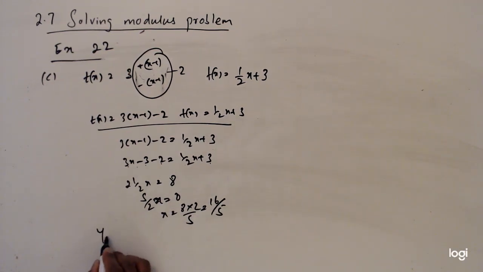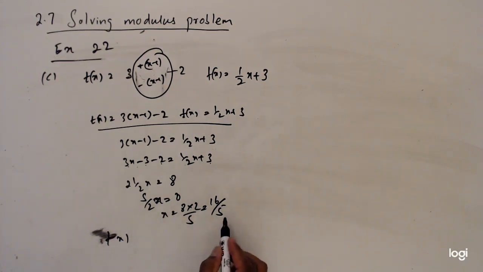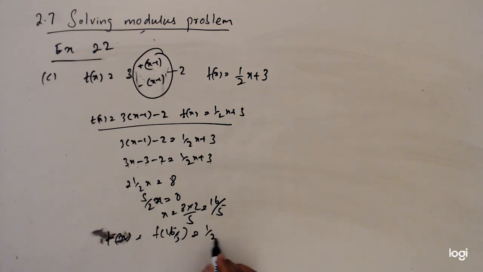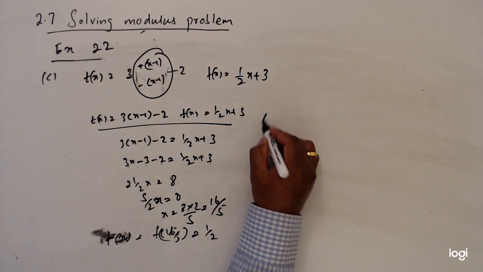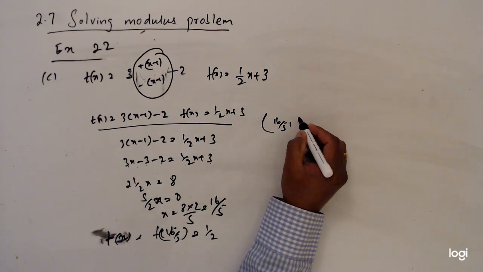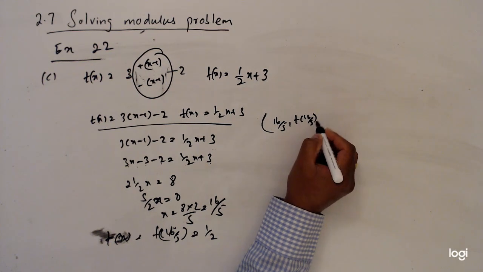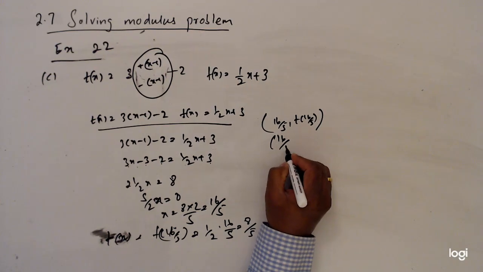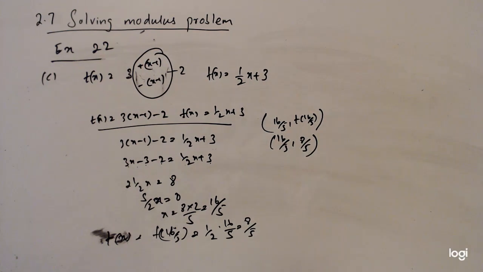To find y, find tx. Now x equals 16 over 5. I need to find tx, meaning t of 16 over 5, which is half times 16 over 5. The coordinate is 16 over 5, t of 16 over 5. So half times 16 over 5 is going to be 8 over 5. So the point is 16 over 5 and 8 over 5.